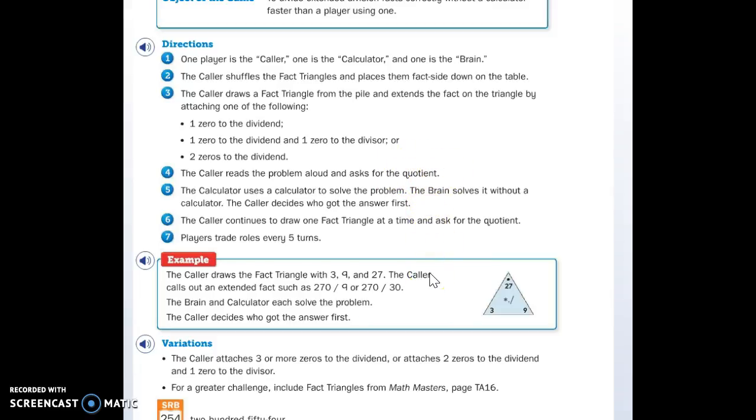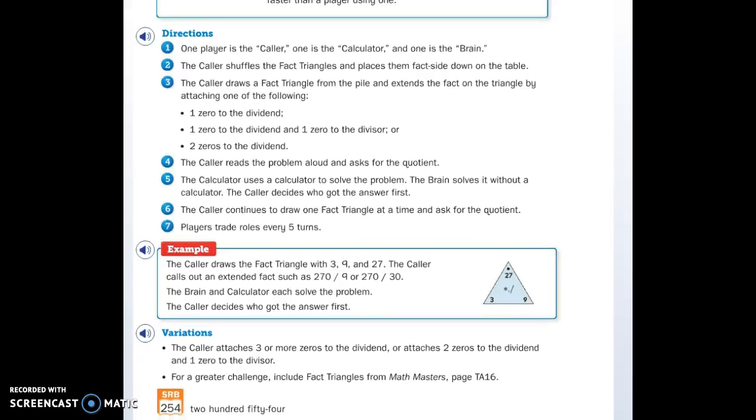Of course, kind of like beat the calculator, the calculator will then try to solve the problem while the brain solves it without the calculator. They'll call out their answers, and the caller, whoever pulled that card, will get to decide who was the winner of that game. So the caller is pulling one card at a time, and you know what, boys and girls? You can switch roles after about 5 turns. So let's go through an example.